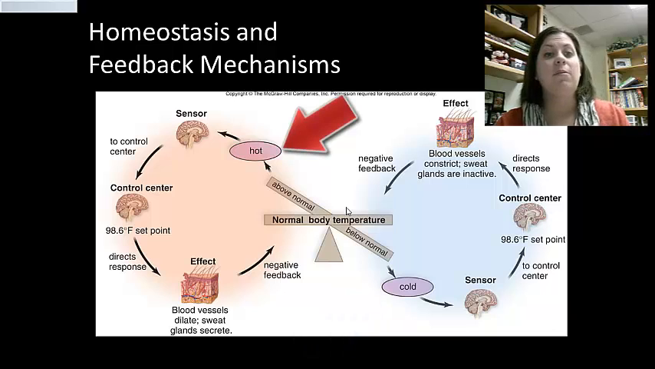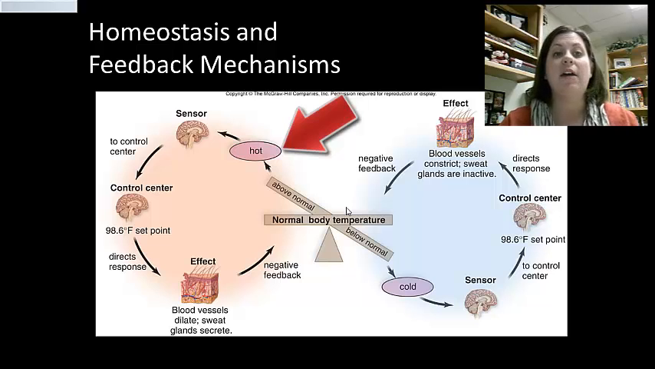On the other hand, if your body gets too hot, the sensory organs send it to the control center of the brain, and your responses are the blood vessels dilating in order to lose heat, also sweating. Okay, that takes place to help you remove your heat. Okay, so those are negative feedbacks trying to return it back to normal.